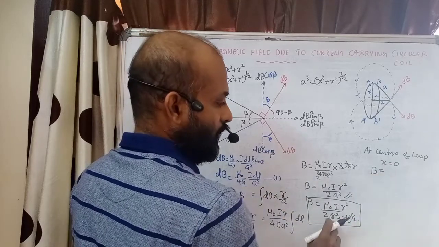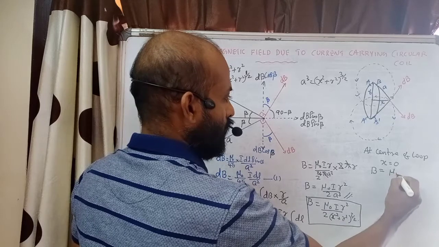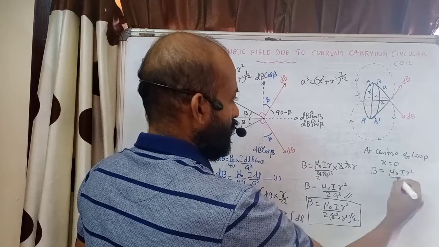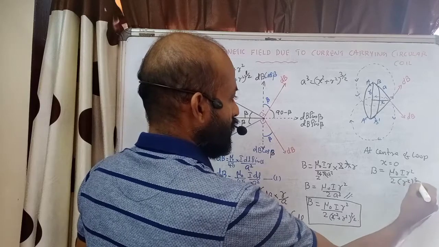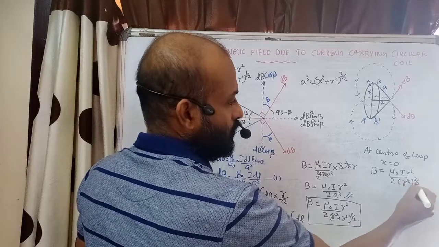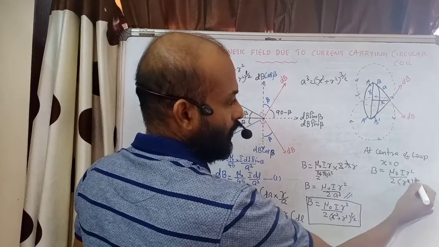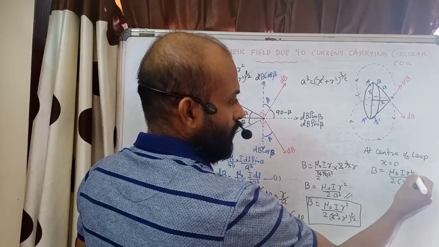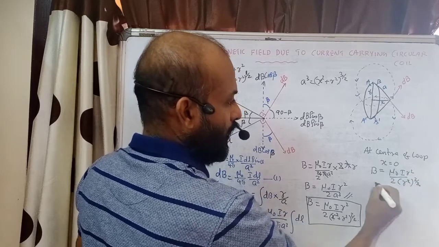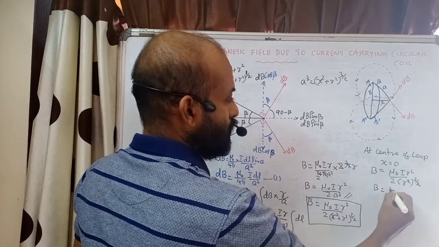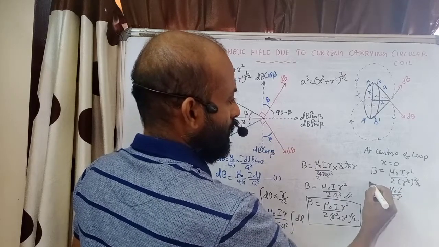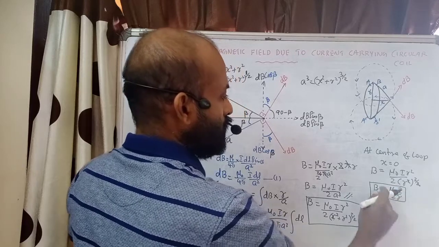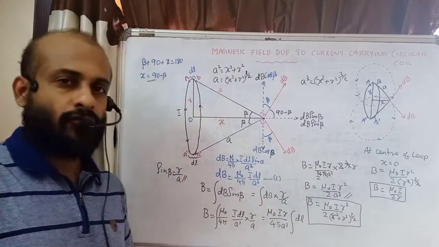B is equal to, this will become 0. So you will get mu 0 I r square by 2 into, this is 0. So remaining is r square raised to 3 by 2. This 2 cancels. What will you get? You will get r cube, r square. R square cancels. So denominator you have r. So B is equal to mu 0 I by 2r. This is our equation. At the center of the circular loop, this is the value of the magnetic field.